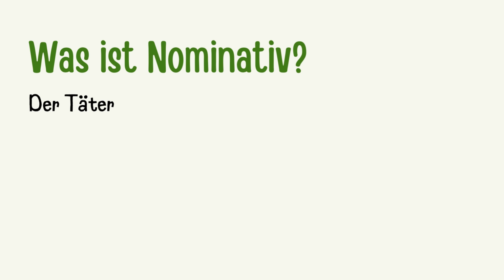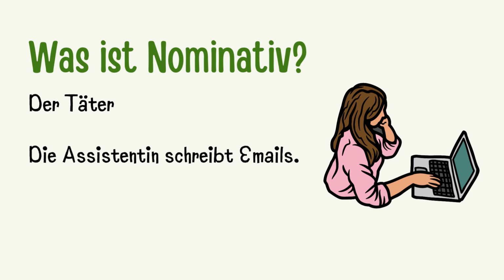Another feature of the nominative is that it's the one who does the action. If you look at this sentence, die Assistentin schreibt E-Mails. We know schreibt is the verb. Die Assistentin is the nominative because she's the one doing the action. Sie schreibt E-Mails, yeah?